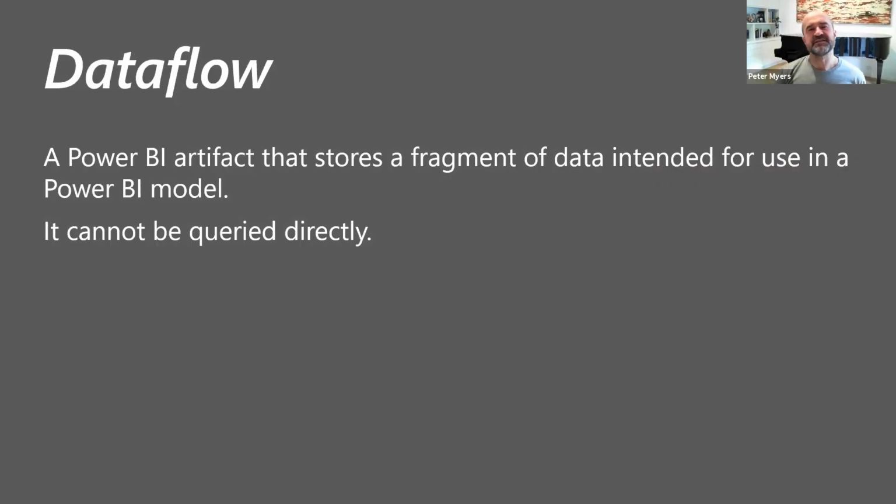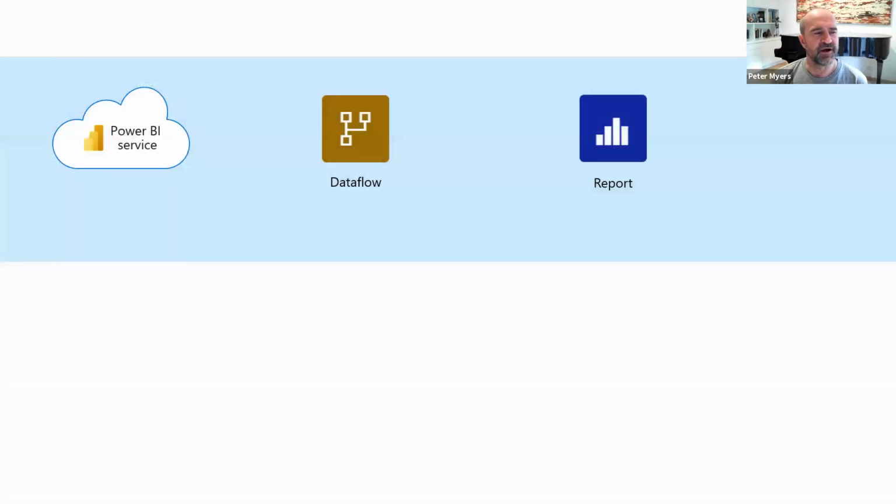And then the last fundamental term is in fact another Power BI artifact, being a data flow. And Chris especially, because it's one of his specialties, has noticed a lot of confusion and a lot of misunderstanding about data flows. You see, people think that in Power BI, when you have a report and a data flow, well, the report could query the data flow. And the fact is, this is incorrect. The data flow is in fact a fragment of data that can only ever be used by another data set.